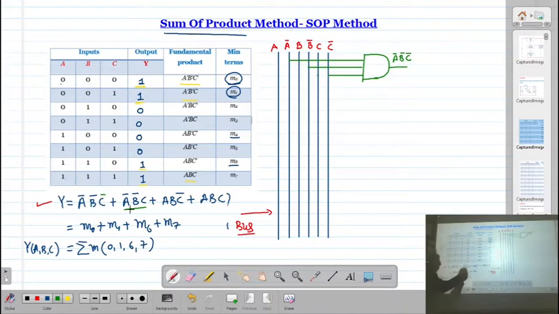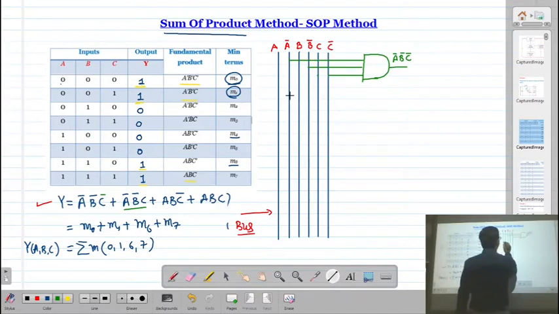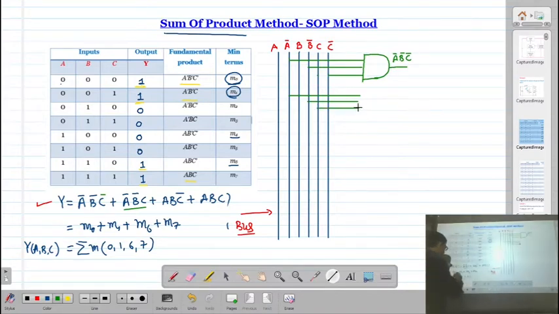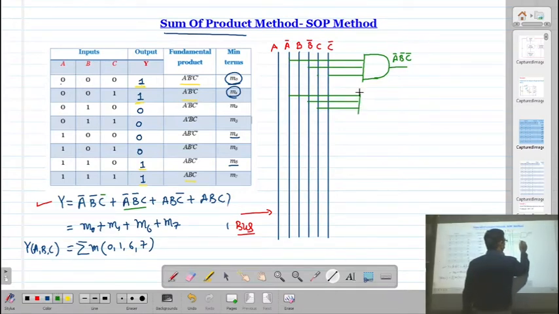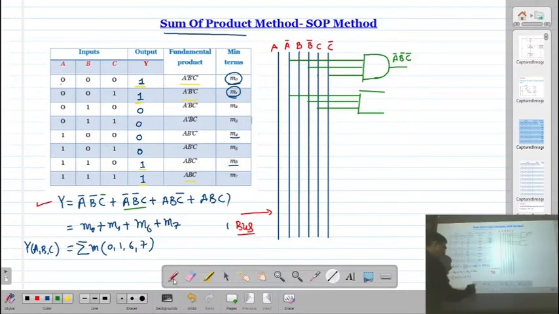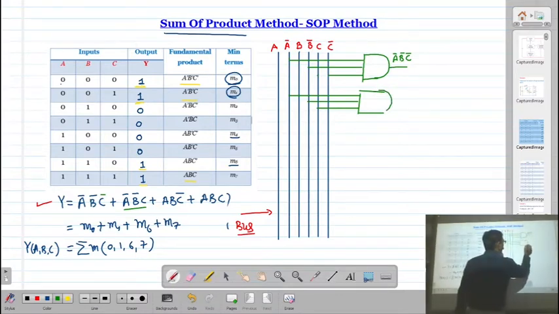The second term is A bar, B bar, C. So draw a line from A bar, then B bar, and this is C. Okay? And we have to take an AND gate. So you will get this, the fundamental product A bar, B bar, C.